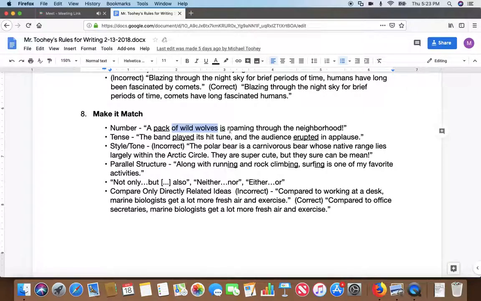A lot of students think wolves is the subject of the sentence. It's not. If it's wolves, then it would have to be plural, but the subject is pack, which is singular, so you need the singular form of the verb to be, which is.